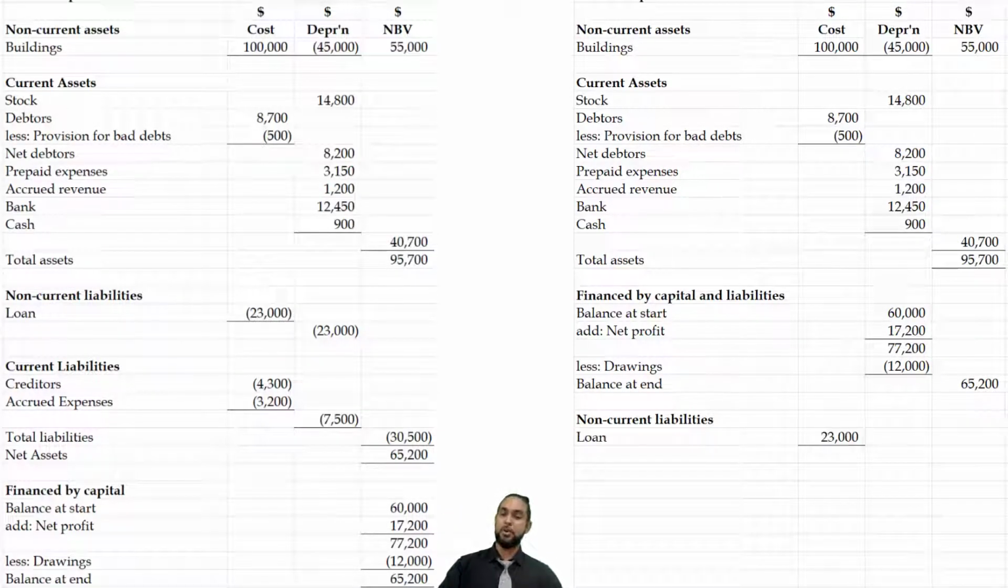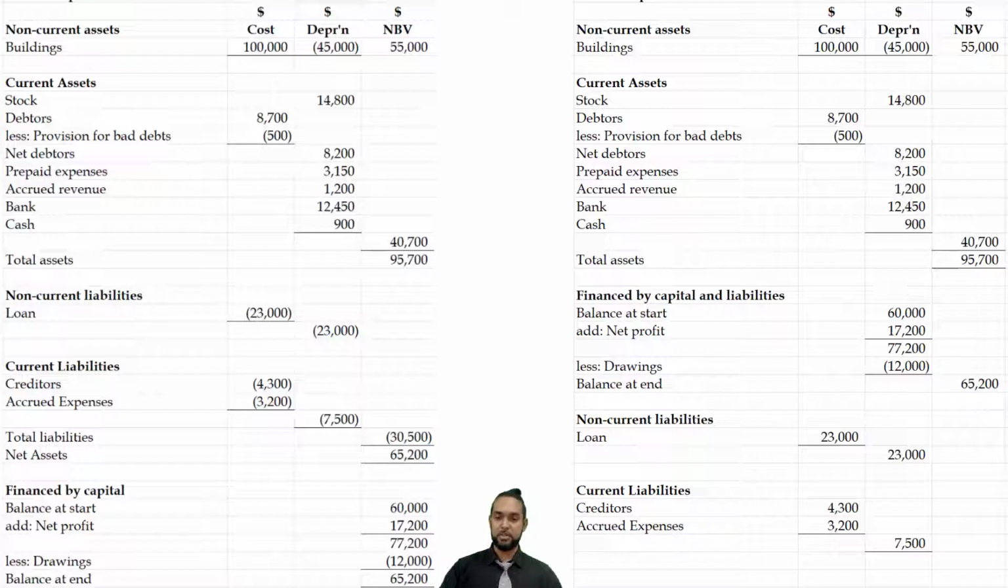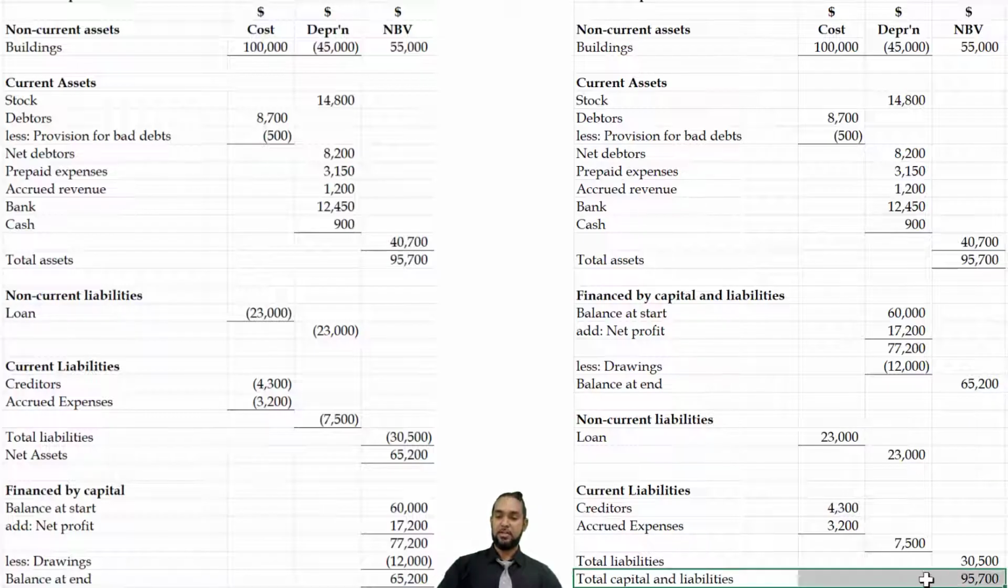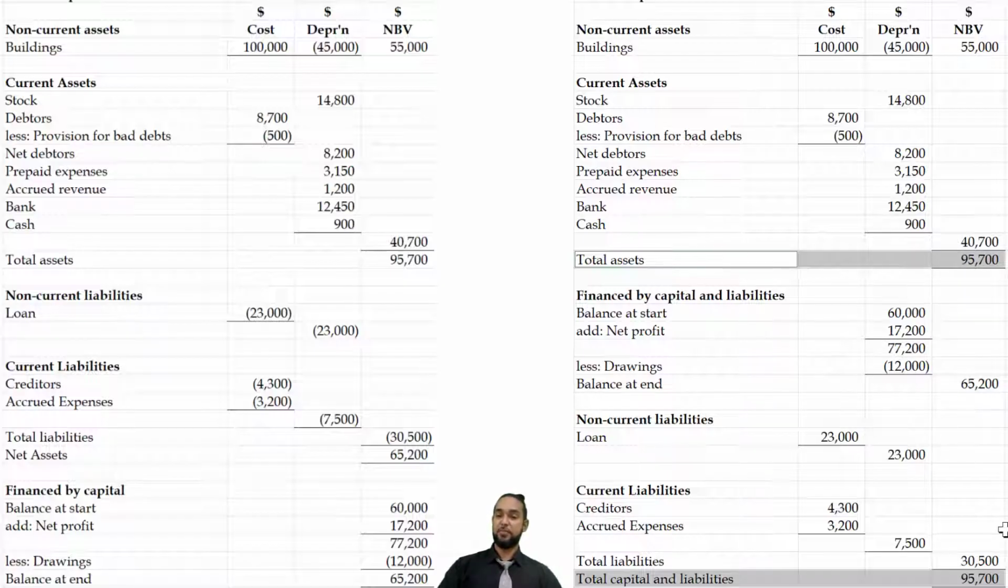Okay, so we had one non-current liability, the loan, and then we had two current liabilities, the creditors and accrued expenses. When we total those, we get 35, and when we add that to the 65.2, guess what we get? Total capital and liabilities of 95.7, which matches with total assets of 95.7. And again, your balance sheet balances.